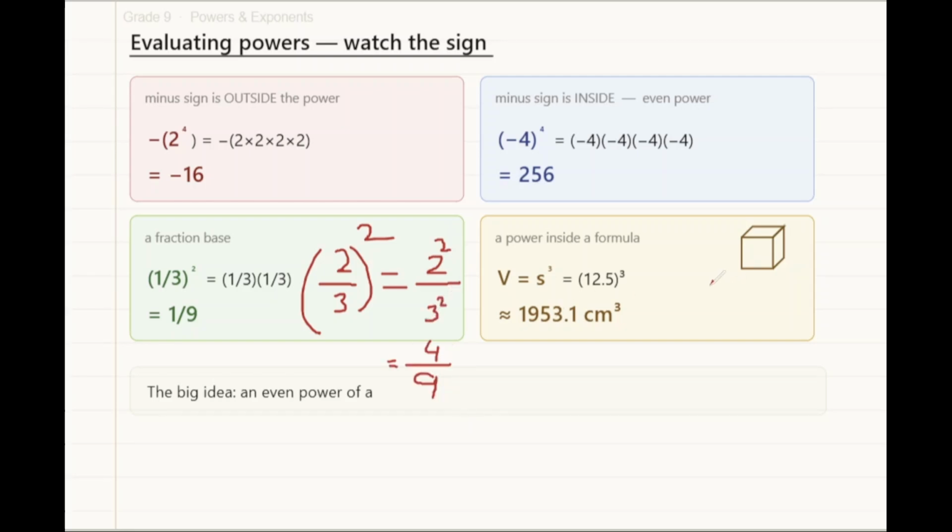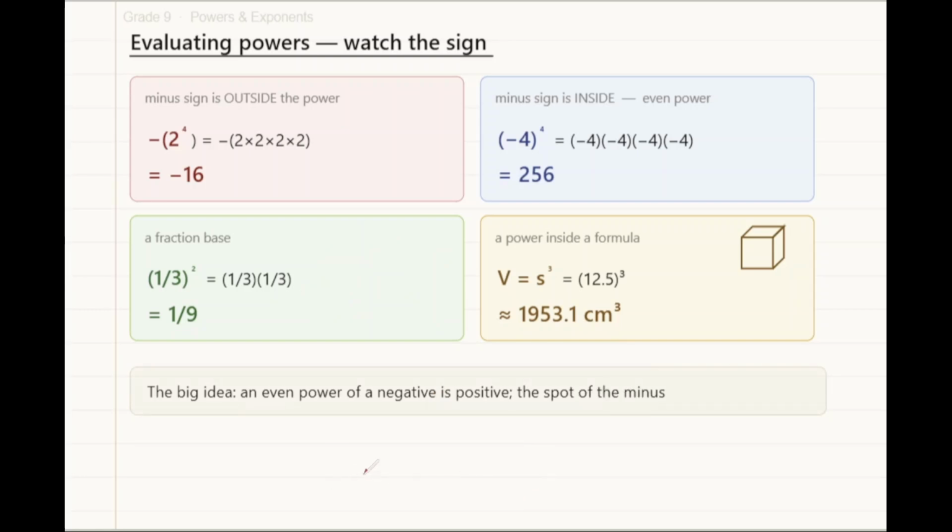Now, you will also see exponents in formulas, like here the formula for the volume of a cube is side raised to the power 3. So in this case, if the side is 12.5 raised to the power 3, that gives you 1953.1 cubic centimeters.